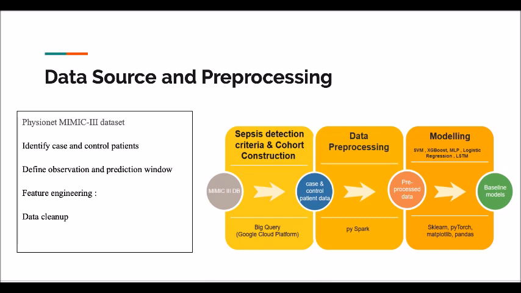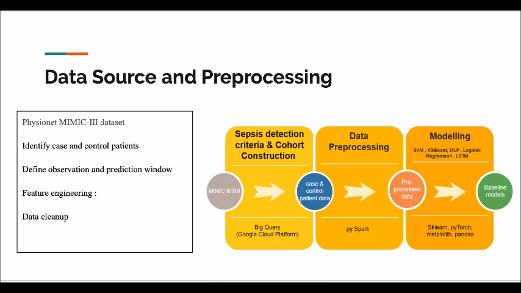The next step is to define the observation and prediction window. We define our observation window to be 12 hours and prediction window to be 6 hours. The next step is feature engineering. Our research shows that vitals and age have high predictive power for this task and hence were chosen as a base feature set.